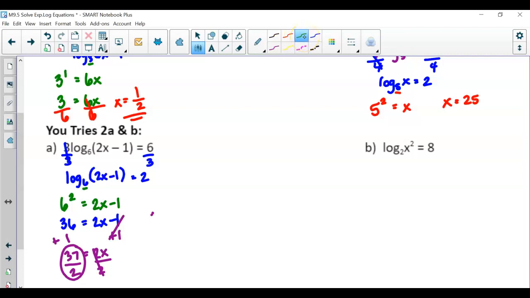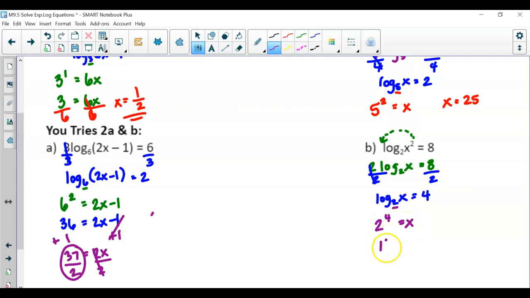Then here, I could use the property, my power property, bringing it down to condense. So 2 times log base 2 of x is equal to 8. Now get the log by itself. If it's being multiplied by 2, divide by 2. So log base 2 of x is now equal to 4. Now I can convert with my base 2 to the fourth power is equal to x. Well, what is 2 to the fourth power? 16. So 16 is equal to x.